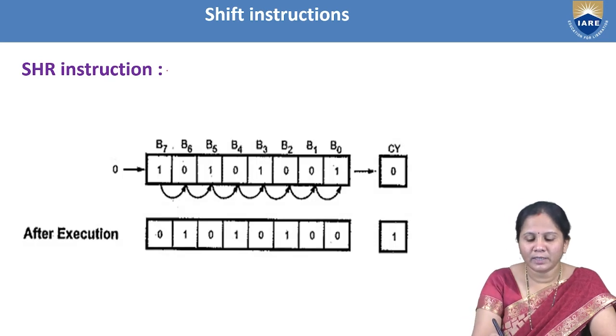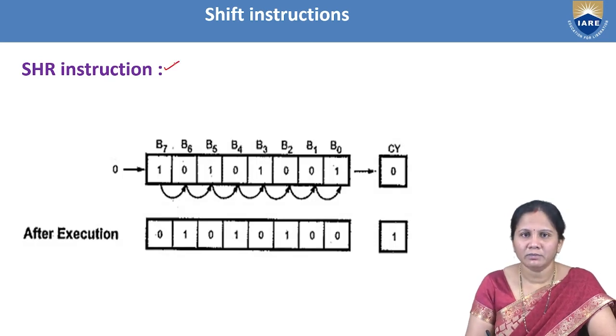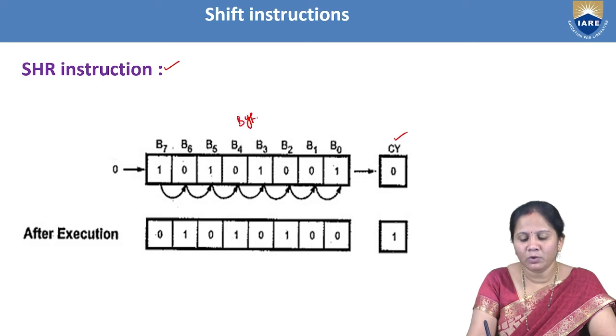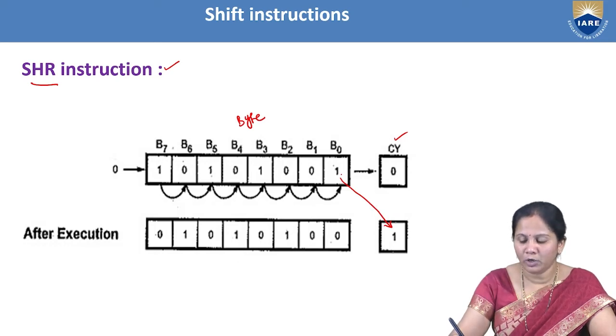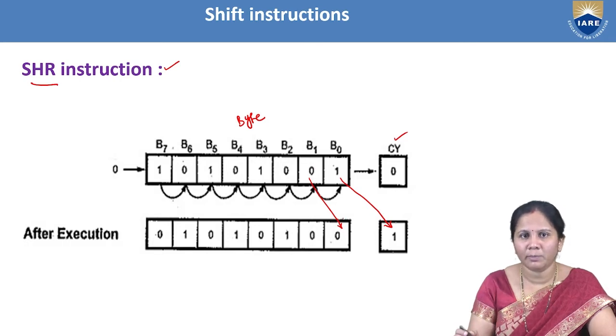Next, to clearly understand the shift right instruction operation: shift right means the carry bit will be at the right side. Consider any byte value written in binary. When this shift right instruction is executed, the content will be moved towards the right by 1 bit. See here, this is B0. B0 will be moved here, and next B1 will be moved here. That means the bit under B1 will go under B0, because this is a shift right operation. The bits will be shifted towards the right.